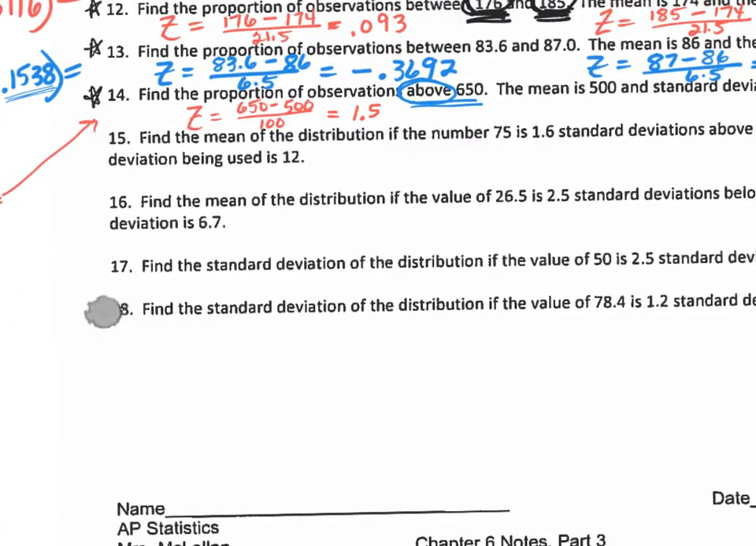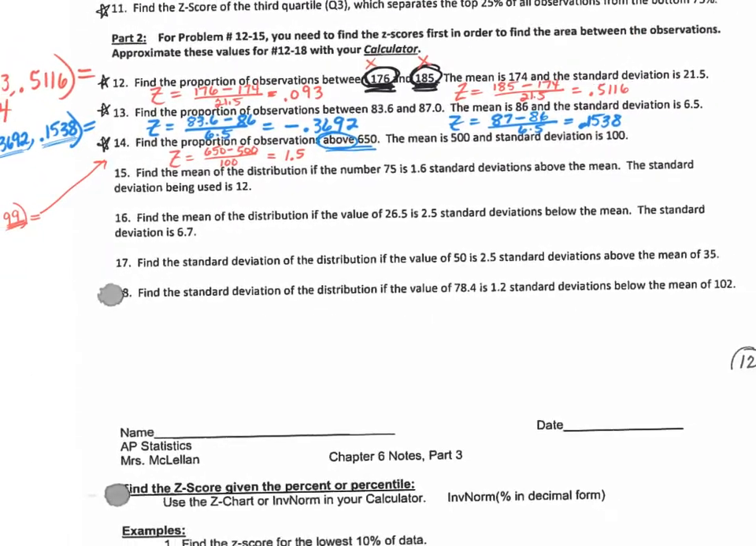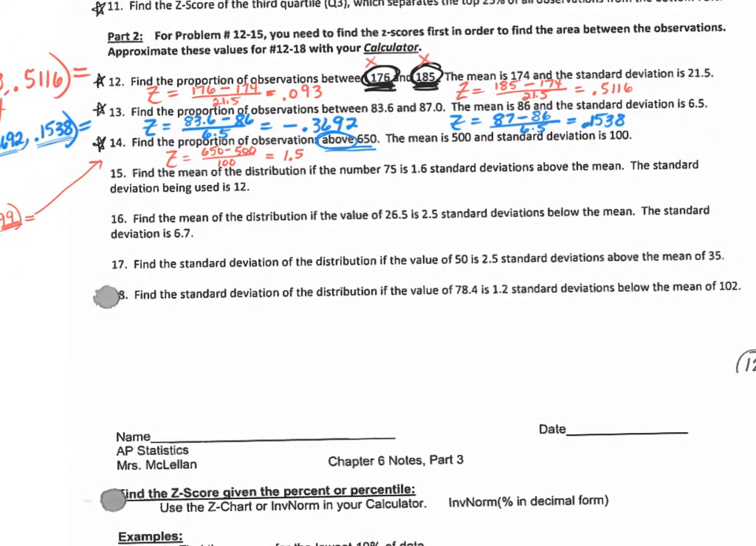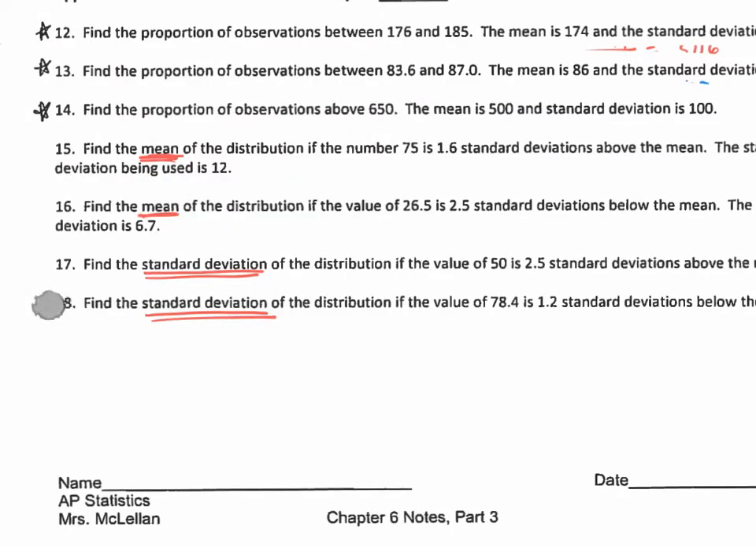So 15 through 18 start asking us for something other than the z-score or the area. Number 15 and 16 ask us to find a particular mean. 17 and 18 ask us to find a particular standard deviation. So what you're going to find on these problems is you're going to be given 3 out of 4 of the items in the z-score formula: z equals x minus the mean over the standard deviation. You will be given 3 out of those 4 items.